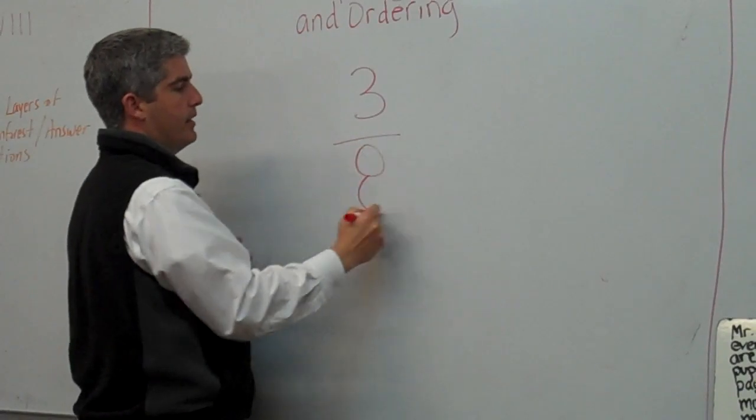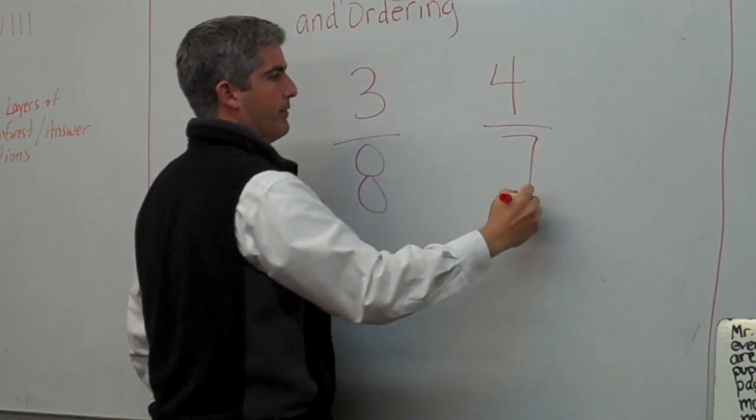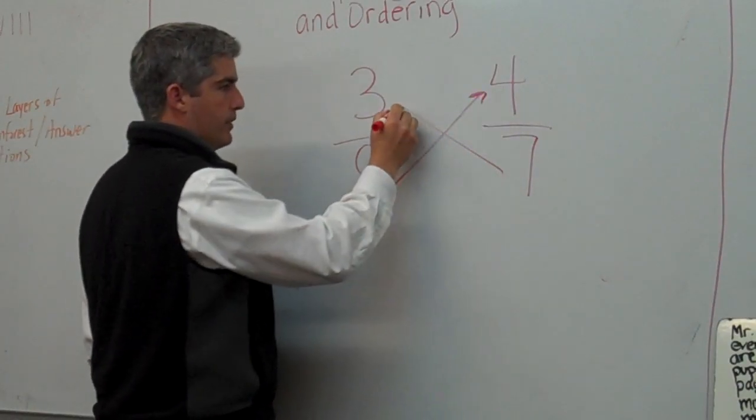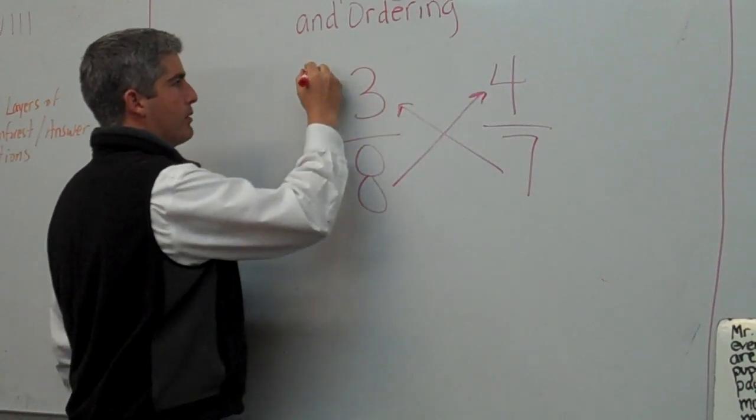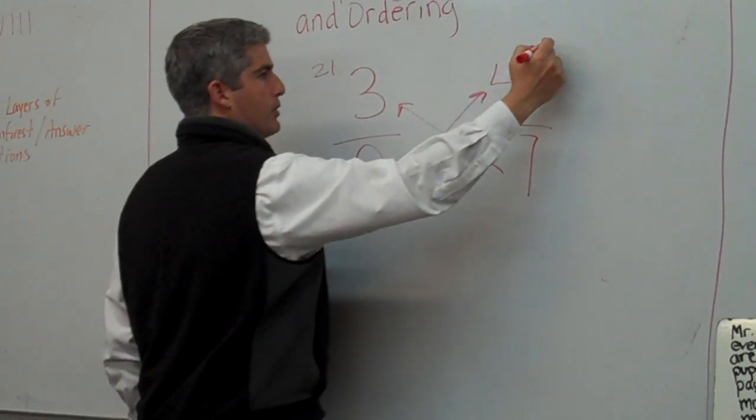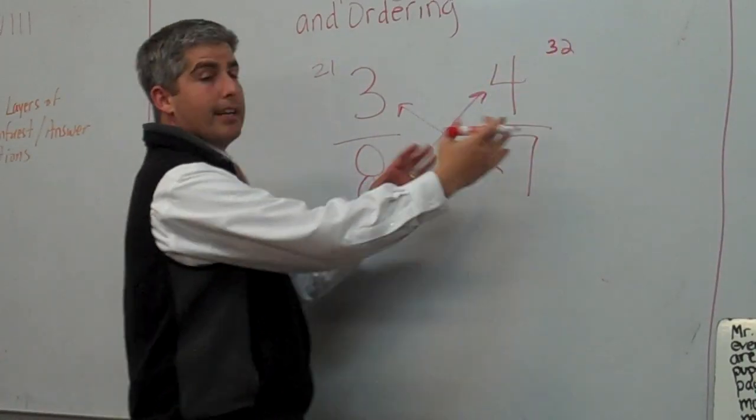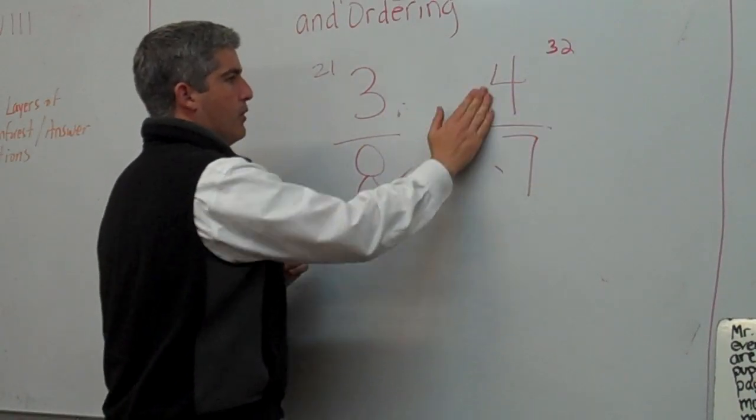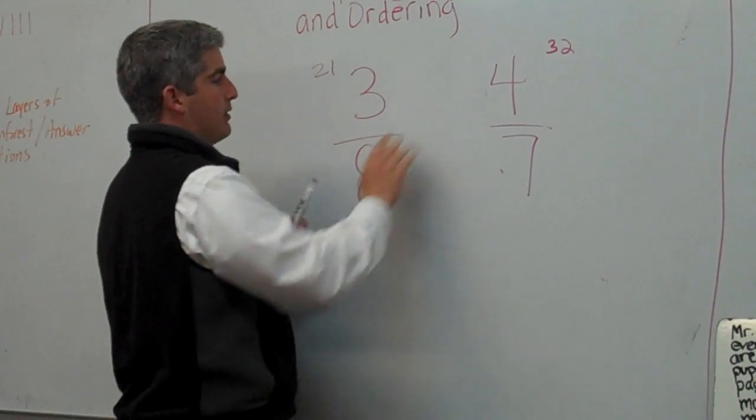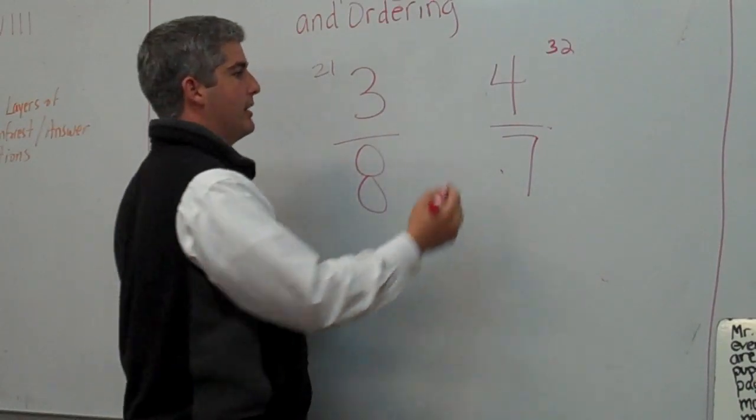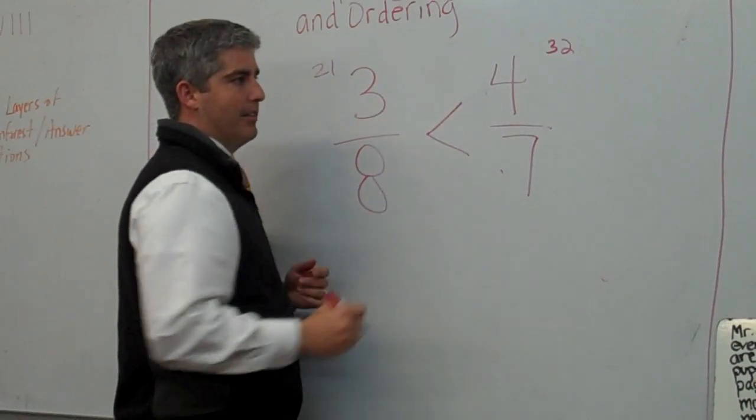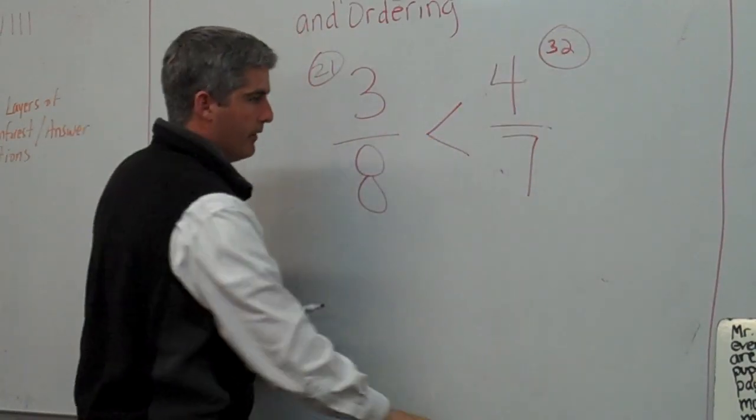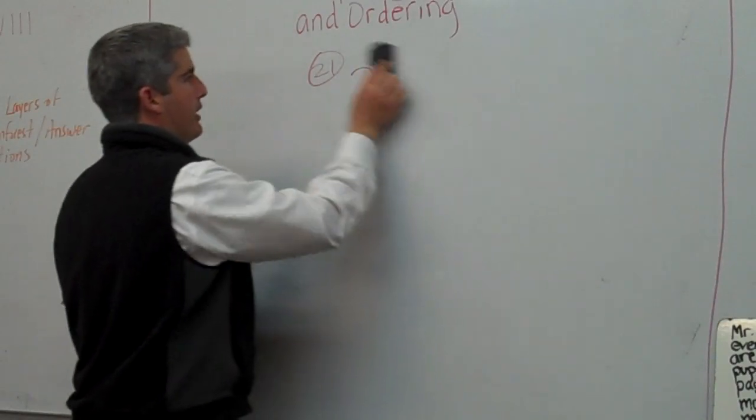So I have 3/8, and I'm comparing it to 4/7. And I'm trying to say which one is greater. So I cross multiply. 8 times 4, 7 times 3. 7 times 3 equals 21. 8 times 4 equals 32. So since the larger product is associated with this fraction, then 4/7 is the greater fraction. So if I use my less than, greater than, equal to signs, 3/8 is less than 4/7 because 21 is less than 32.